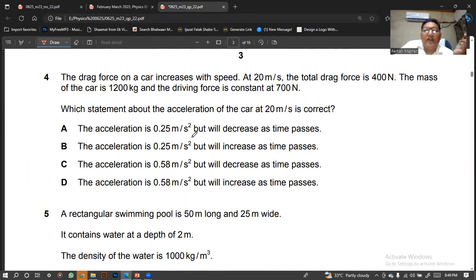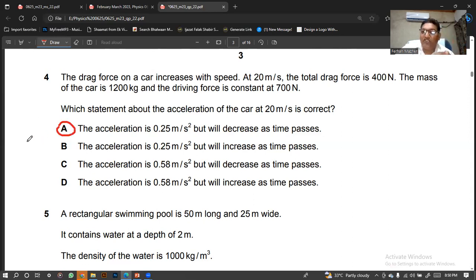but will decrease as the time passes. Because your speed is increasing, you see A and B options, 0.25 meter per second square, but will increase as the time passes. As you gain speed, because the body is accelerating, the speed of the body will increase, so the drag force will also increase. So due to that, the resultant force continuously will decrease, and due to that, the acceleration of the body will gradually decrease. So I think A is the right option.